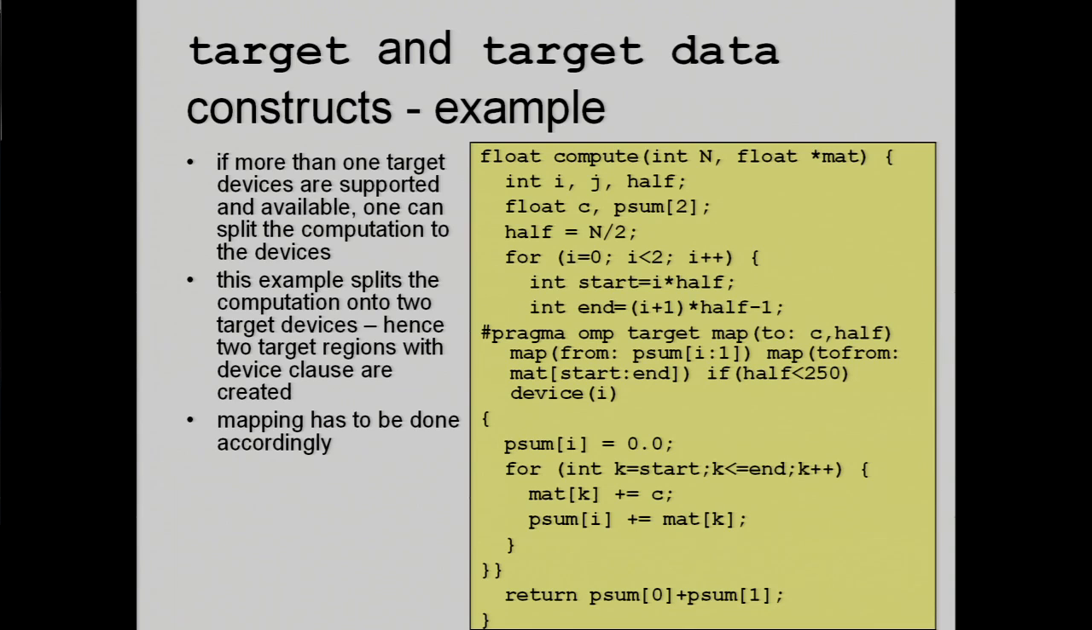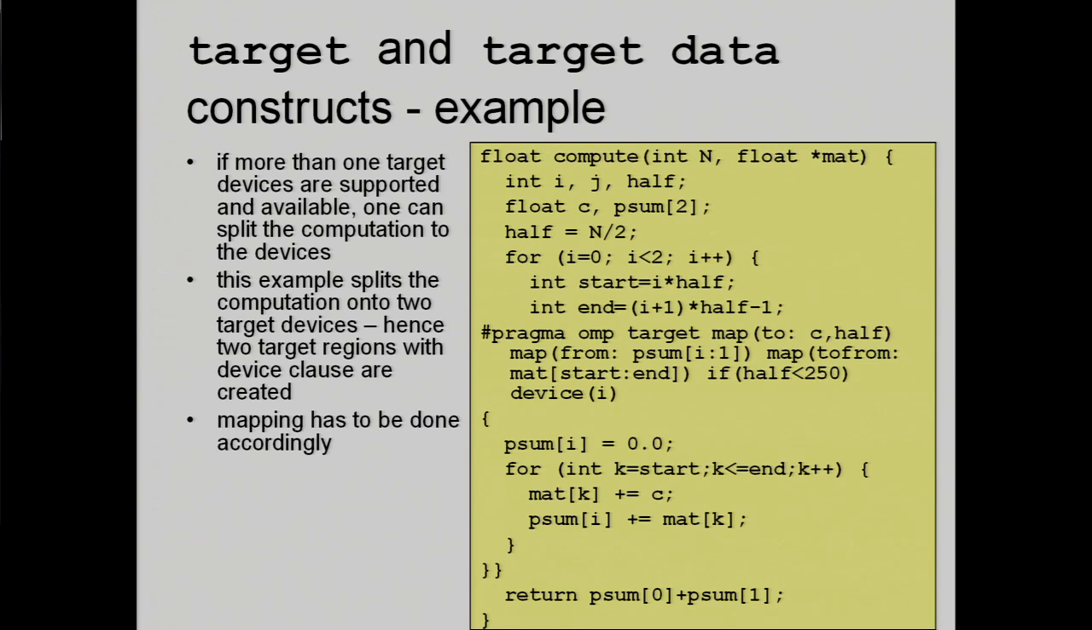And this is another case. As I said, the specification allows a host to be attached to more than one device. If you have more than one device, of course you want to exploit it, if they are available. The target construct also allows you to do this, because of the device clause. I want to illustrate how we can use the device clause.